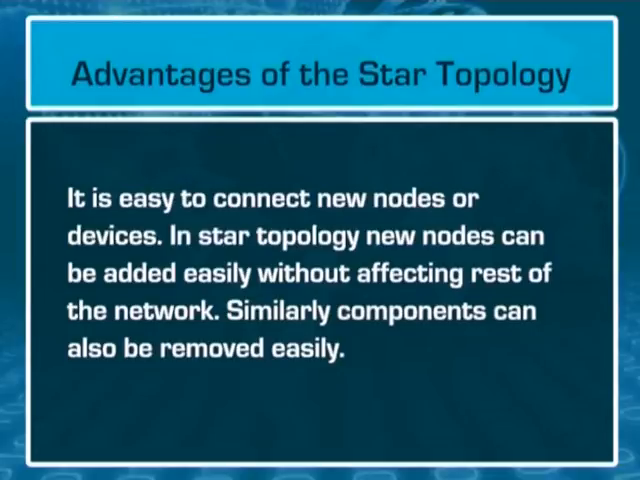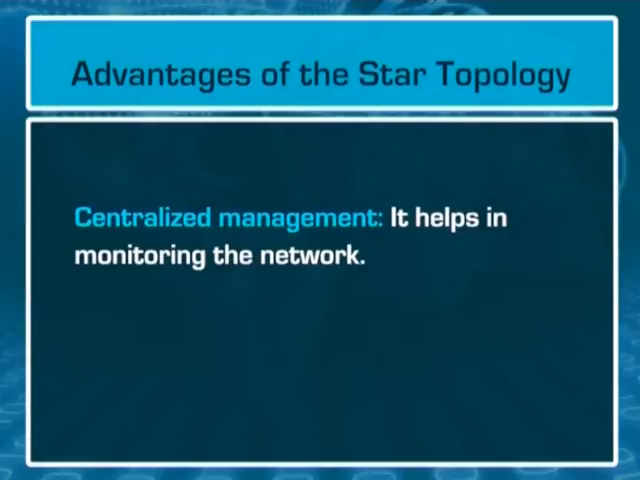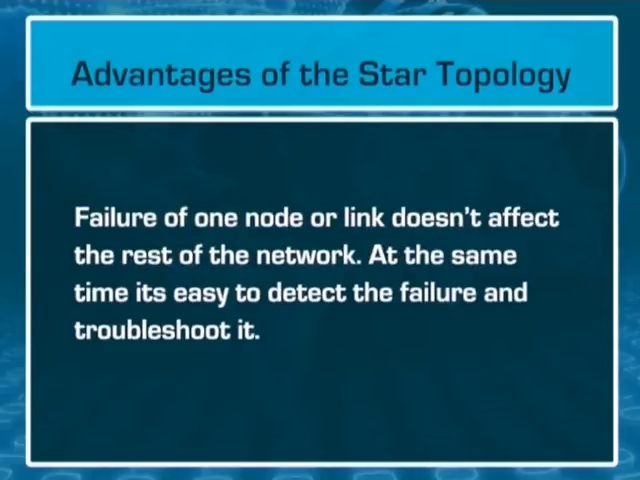Second advantage is it is easy to connect new nodes or devices. In star topology, new nodes can be added easily without affecting the rest of the network. Similarly, components can also be removed easily. Number 3, centralized management. It helps in the monitoring of the network. Number 4, failure of one node or link does not affect the rest of the network. At the same time, it is easy to detect the failure and troubleshoot it.